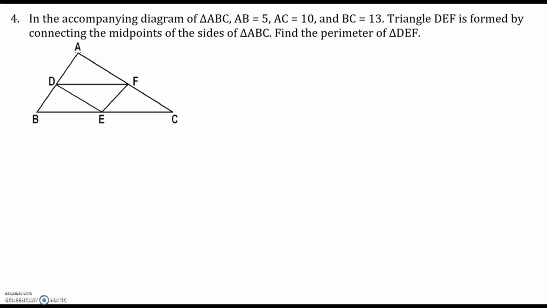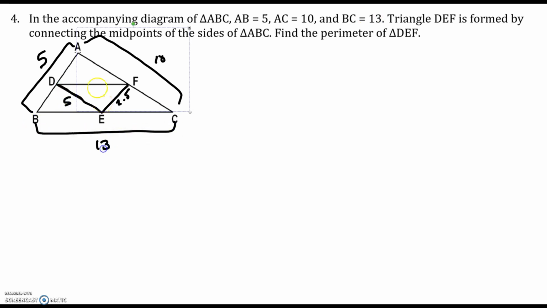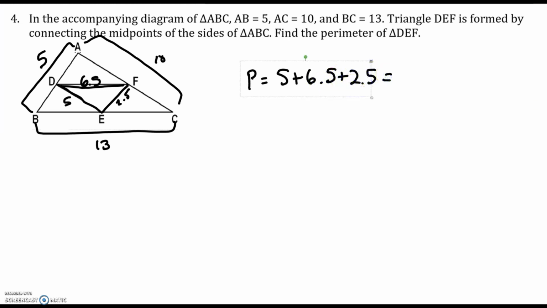For number 4, similarly, if AB is 5, remember the one it's parallel to, FE would be half of it, so it would be 2.5. If AC is 10, then the one parallel to it, DE, would be half of that, which would be 5. And if BC is 13, then the one parallel to it would be half of it, 6.5. And we would be able to find the perimeter of that triangle by adding all of those together. So 5 plus 6.5 plus 2.5 equals 14.